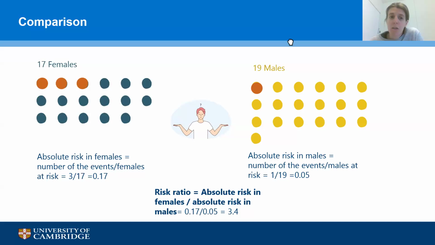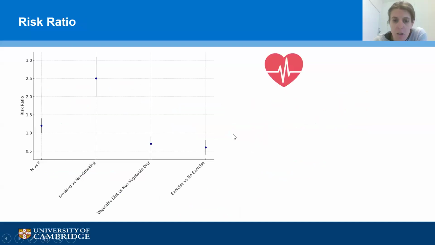So the risk ratio is a way to compare two absolute risks in two groups. You probably have already heard a lot about risk ratio. And here I want to show some examples of how you can find it in papers or in project proposals, where they can display the risk ratio. So the risk ratio is a measure to compare the risk between two groups. And here is an example of risk ratio for cardiovascular diseases.